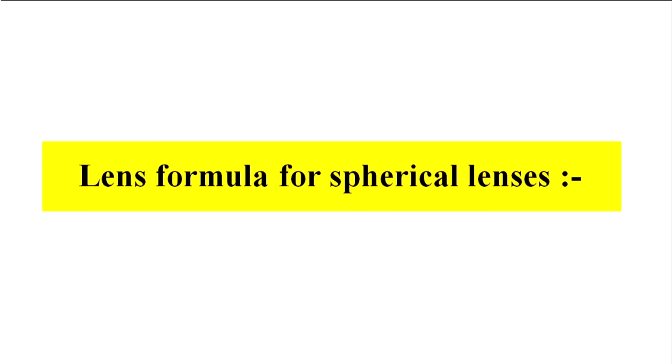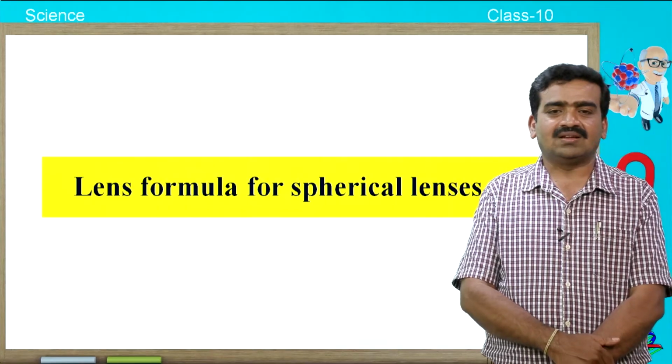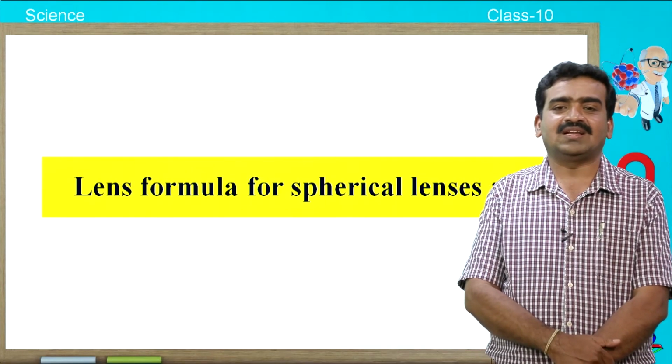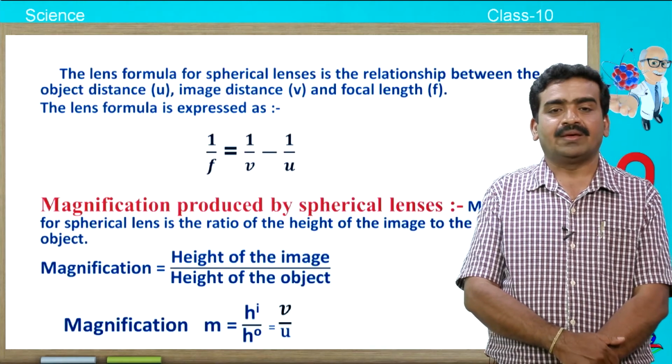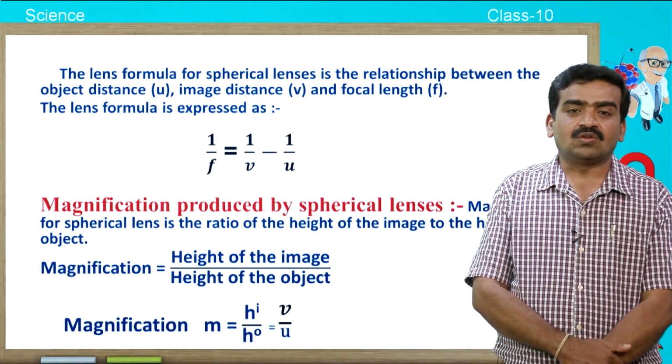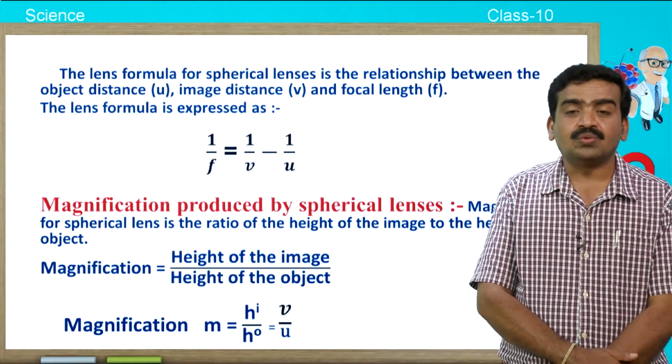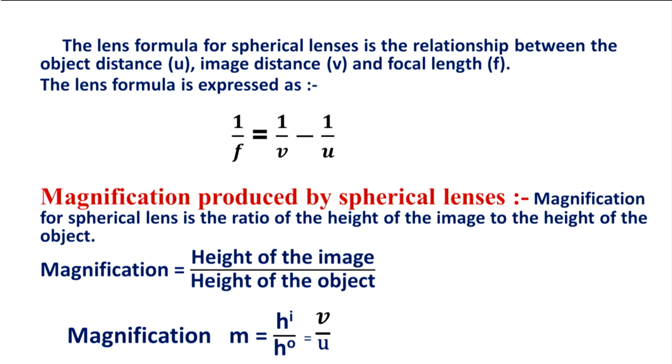Now, we are at the end of the session. Let us know about the lens formula as well as the magnification. Here, 1 over f is equal to 1 over v minus 1 over u will be the lens formula. Here f indicates focal length, v indicates image distance, and u indicates object distance.